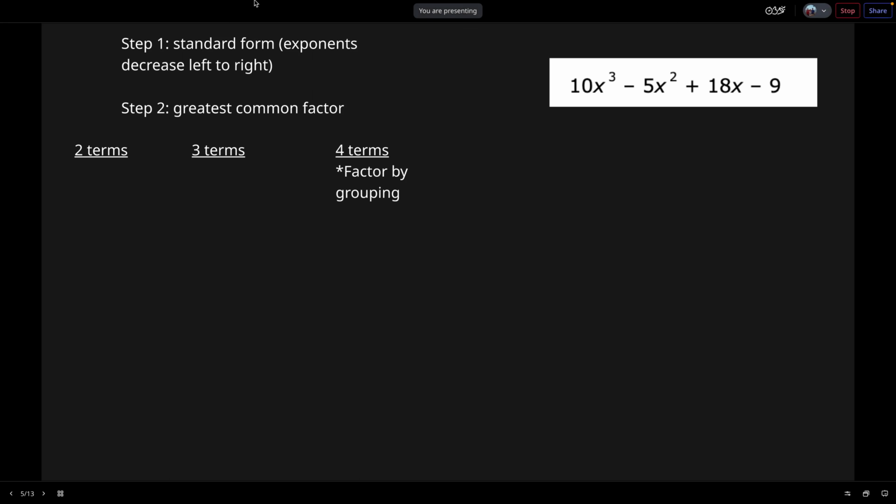Here we go. So we have this checklist over here, step 1, step 2. We're going to go through this checklist for every single problem. Step 1, is it in standard form? Standard form means the exponents decrease from left to right. So as we look at these exponents here, 3, 2, 1, and 0, we are in standard form, check.